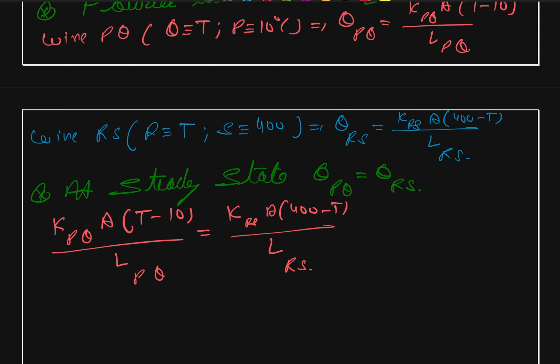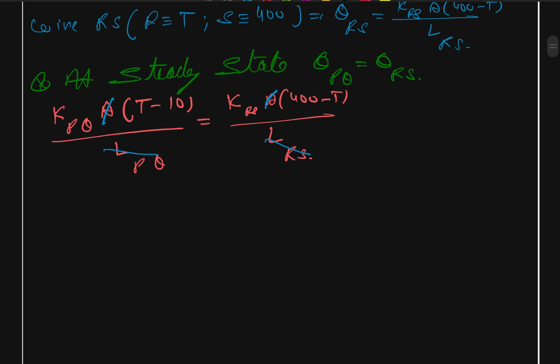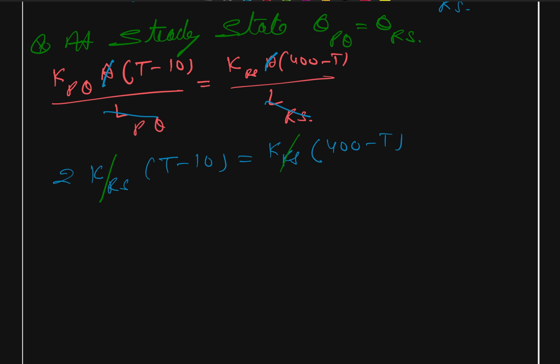The length is the same in both cases and the area is also the same, and we are also given that K of PQ is 2 times K of RS. So we can substitute and get 2 K of RS (T minus 10) is equal to K of RS (400 minus T), and this K of RS cancels out, and now it is quite easy to solve.